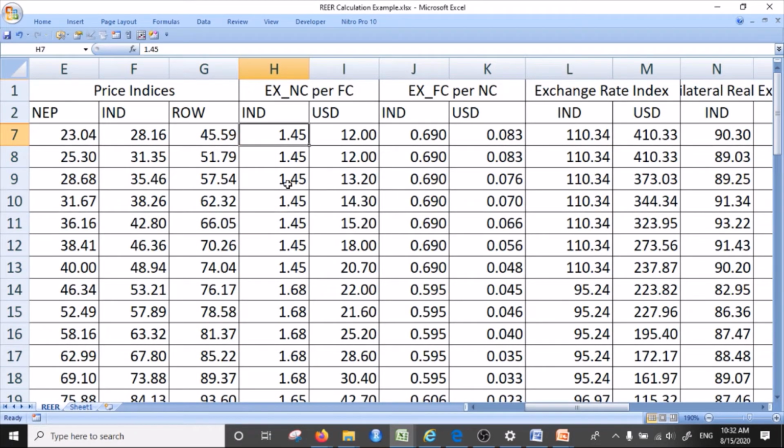Now we move to the exchange rate. This is the exchange rate between Nepal and India. As we talked just before, this is the direct quote, or the textbook definition of exchange rate with India, and for the rest of the world we use the exchange rate with the US dollar. The first thing we should do here is to convert it to the indirect quote, or the IMF definition of exchange rate. We just do this by taking the reciprocal of these exchange rates. So this becomes 1 divided by 1.45, which is 0.690. For US dollar also, we convert it to the indirect quote.